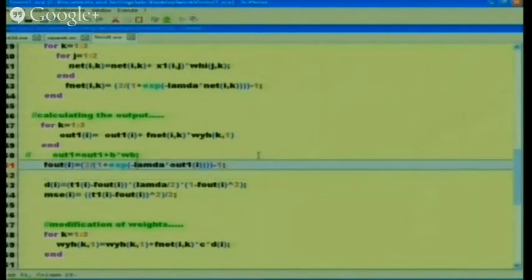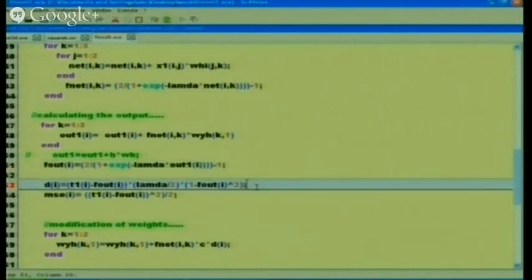Then f of out is calculated. F of out means the function is applied: 2 upon 1 plus exp within brackets minus lambda into out1, right?